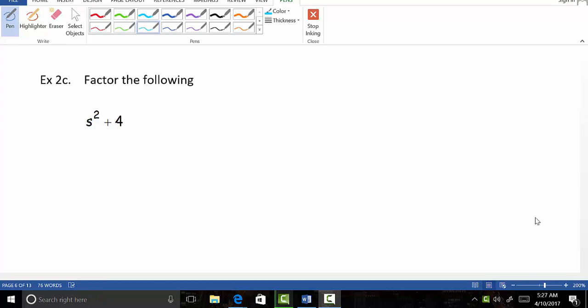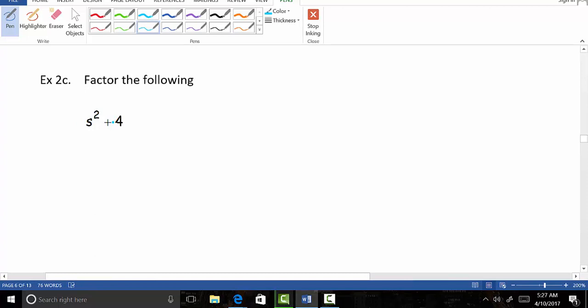Here we are at example 2C from our 4.3, 4.4 set of notes. And just again, looking at this, we notice just two terms here. We are again seeing that kind of just binomial, and we're asked to factor it. Step one, unfortunately, there is nothing that they have in common that we can go ahead and pull out. So there is no greatest common factor.